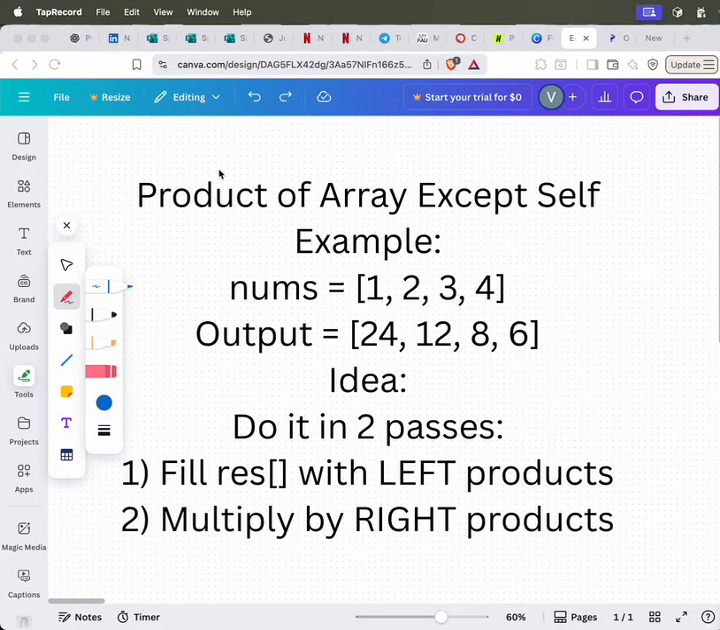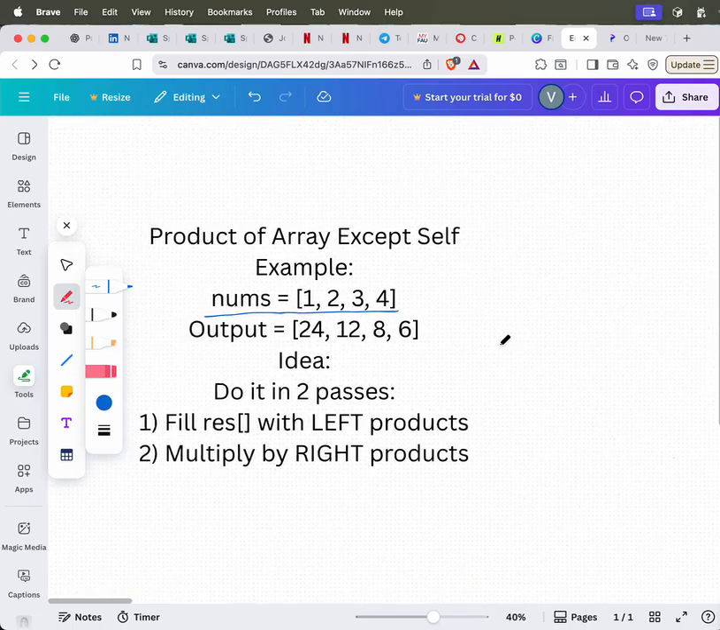Let's understand the code for product of array except self. So we'll be using nums, which has the numbers 1, 2, 3, 4. So it's an array. The correct output is 24, 12, 8, and 6, because each position is the product of all other numbers. Let me explain you clearly.